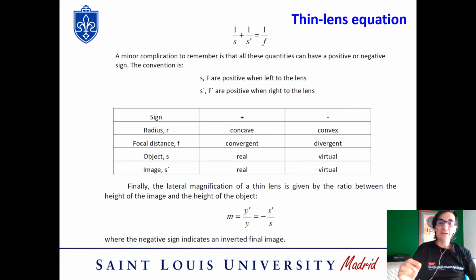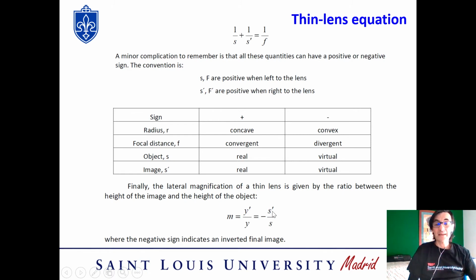We can even calculate this using this formula. Y prime is the size on the vertical axis of the image. Y is the size on the vertical axis of the object, right? So this magnification, which is the ratio between the size of the image compared to the size of the object, follows also this rule. This minus takes into account the sign.